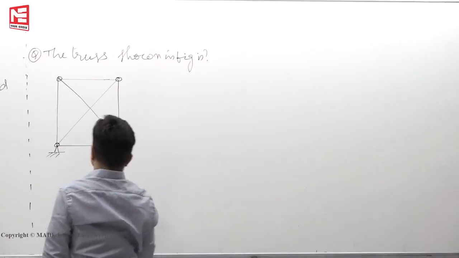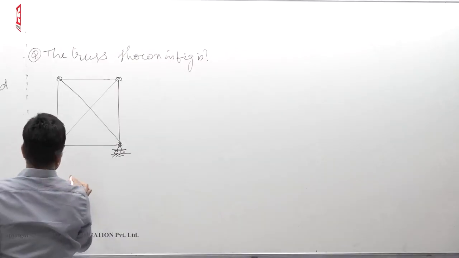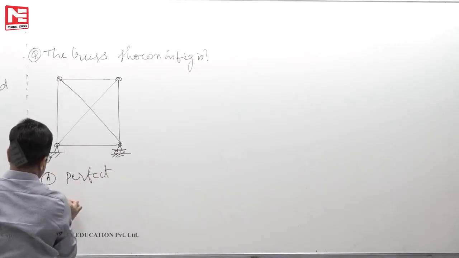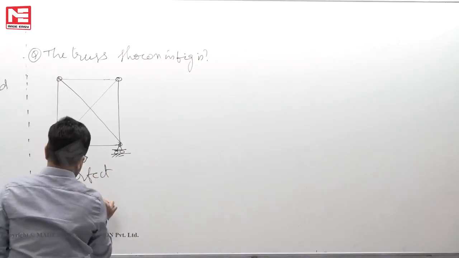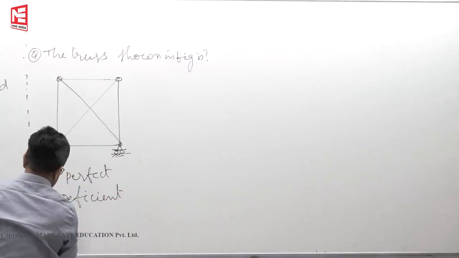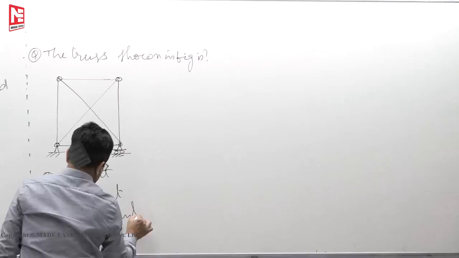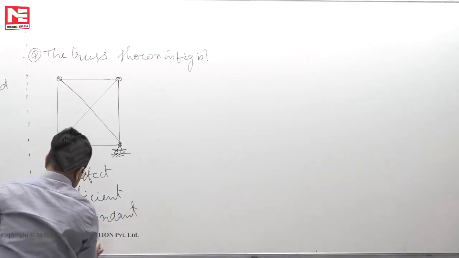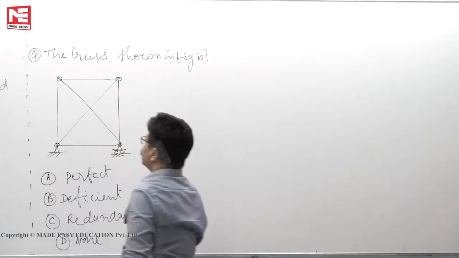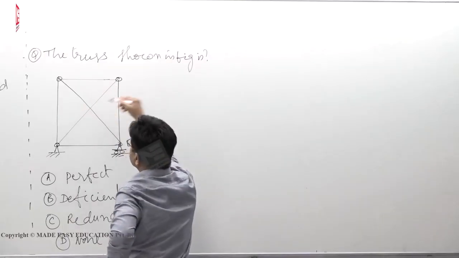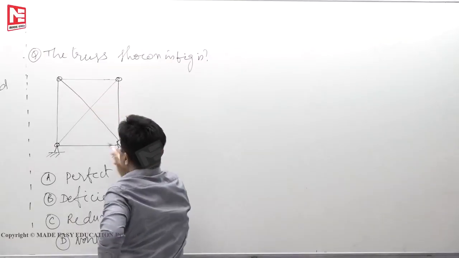Like this you could say, this is perfect, deficient, redundant, say none. Now you have to count here the number of joints: 1, 2, 3, 4.